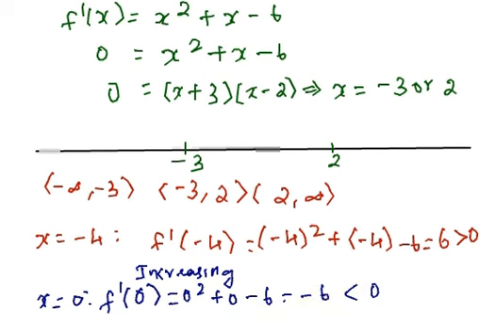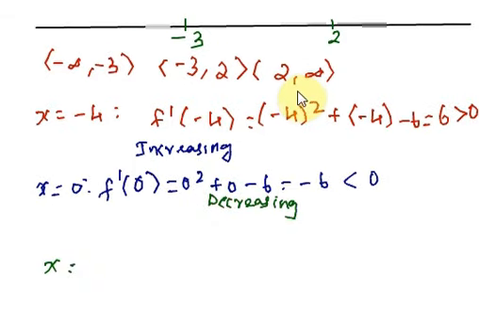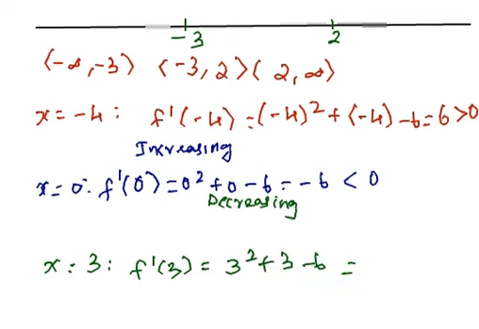Now let's check the next interval, 2 to infinity. Let us pick any number. I'm going to pick x equal to 3. Replace x by 3 in f'(x). So we will get 6, a positive number. It means f(x) is increasing in this interval, 2 to infinity.